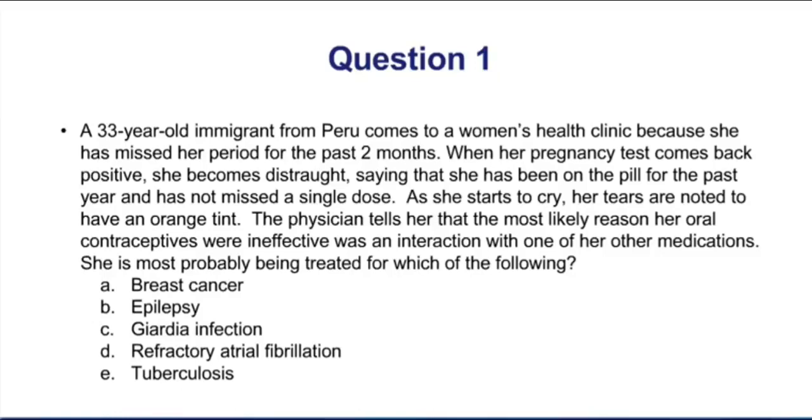The physician tells her the most likely reason her oral contraceptives were ineffective was an interaction with one of her medications. But we want to know, what was she being treated for? Clearly, you have to recognize that with the tears having an orange tint, this woman was taking rifampin. Rifampin has that ability to turn fluids red-orange in color. Rifampin also has important P450 inducer effects that can lower the effectiveness of oral contraceptives. The remaining question is, what do you use rifampin for? And of the choices, of course, it's E, tuberculosis.